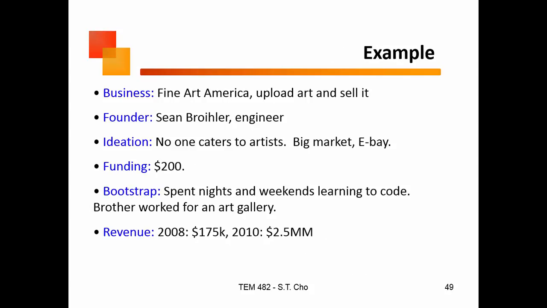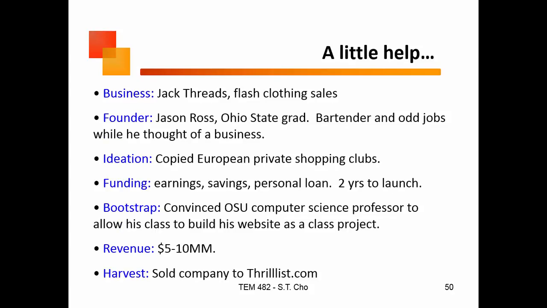Fine Art America. Sean Broiler was an engineer, and he came up with this idea because he worked with his brother in an art gallery that nobody caters to artists. So he thought we could be the art business for eBay, just like eBay. And so he funded his own business with $200. By 2010, he was up to $2.5 million in revenue. I believe he sold it.